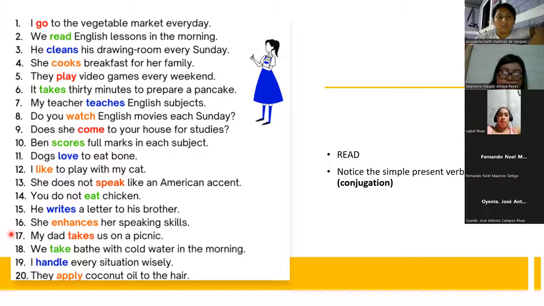My dad takes us on a picnic. We take bath with cold water in the morning. I handle everything situation wisely. They apply coconut oil to the hair. Okay, then, these are like specific things they do and we do and someone else is doing, right?